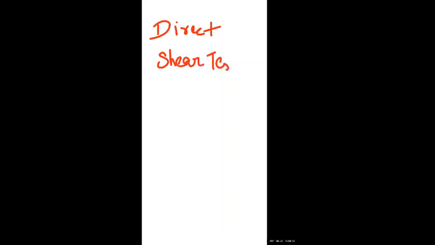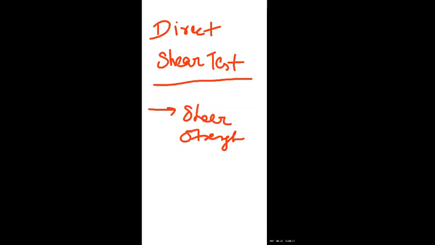Good morning. So today we study about the direct shear test. With the help of the direct shear test in the laboratory, we can find the shear strength of soil, for both cohesive and cohesionless soil.